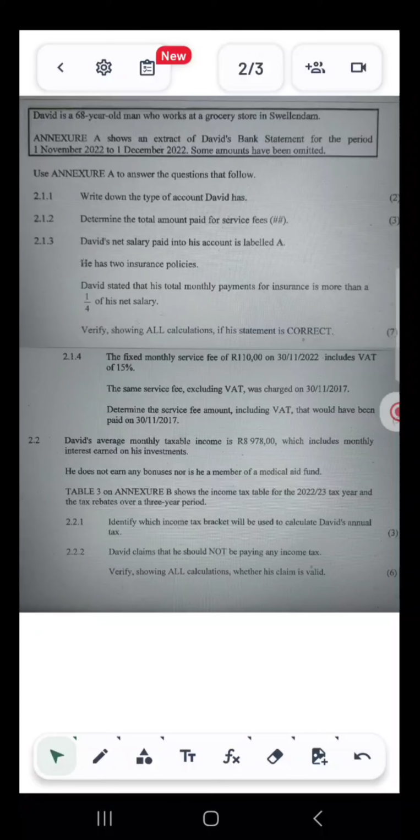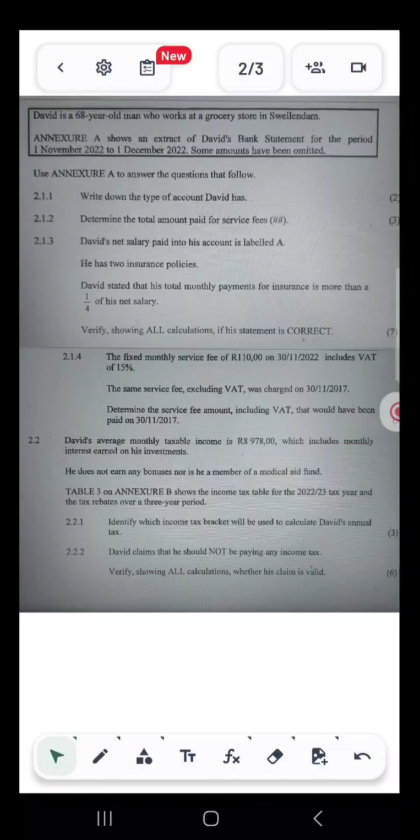It's from 1 November 2022 to 1 December 2022, meaning 30 days, right? You must be careful with days. Sometimes 1 November 2022 to 1 January 2023 is two months. So you must be very careful when you are reading the dates. Some amounts have been omitted. The word omitted means the amounts are not explicitly shown, and maybe you will have to figure them out.